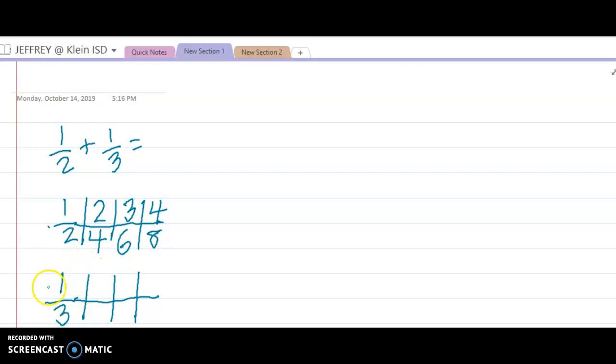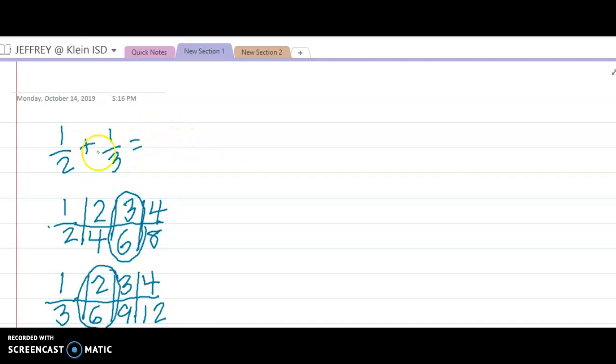Same thing here. I'm going to count by multiples of 1. 1, 2, 3, 4. The bottom I'm going to count by multiples of 3. 3, 6, 9, 12. Now I'm going to look at the denominators, the bottom numbers of both lists, and find the common. So there's no 2 in the bottom, there's no 4 in the bottom. There is a 6. There's a 6 here, and there's a 6 here.